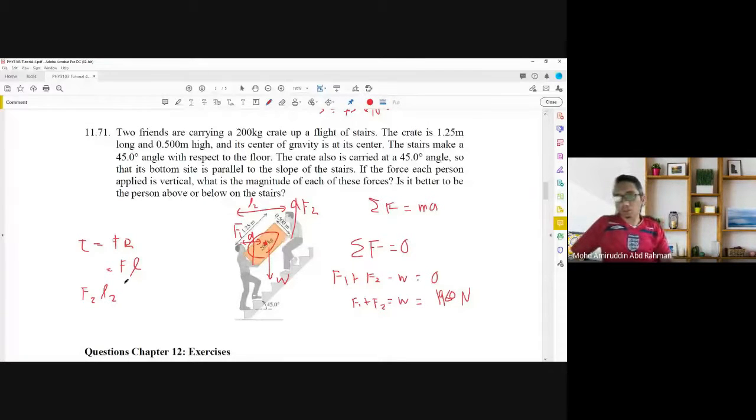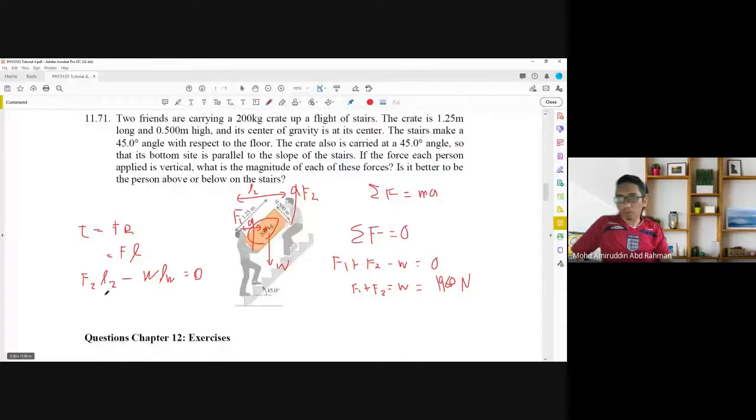So you have the total torque as F2 L2 minus W LW, which is 0. So you need to solve for your F2. Your F2 will be W LW over L2.